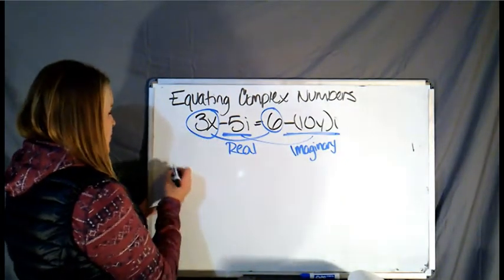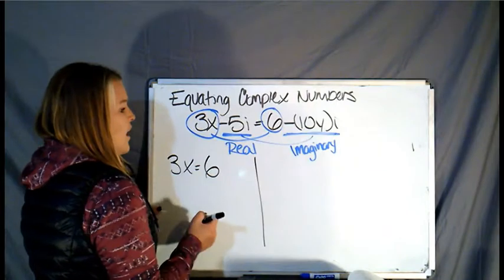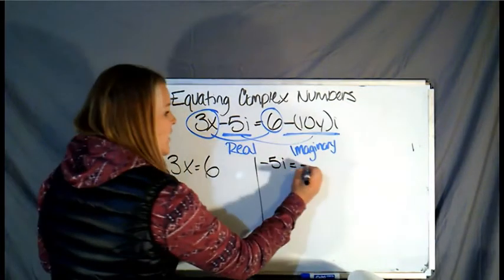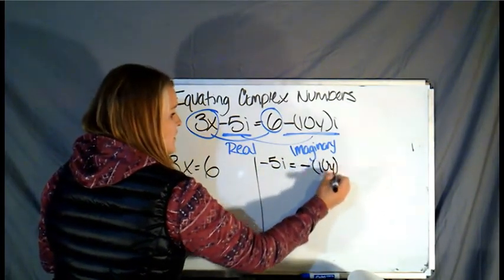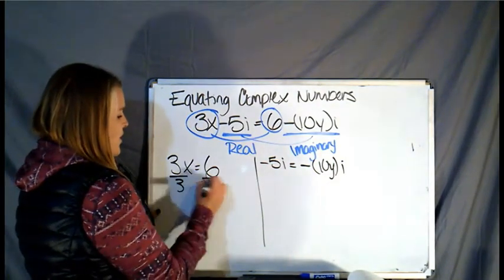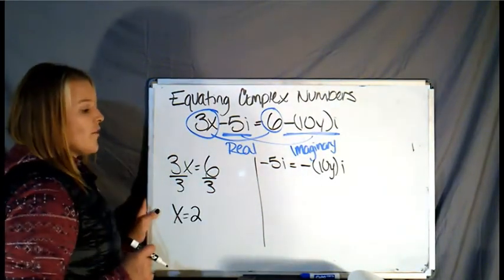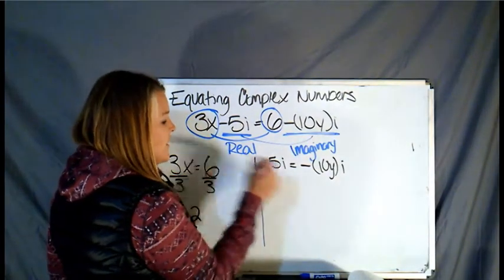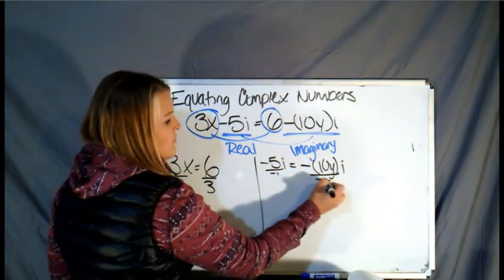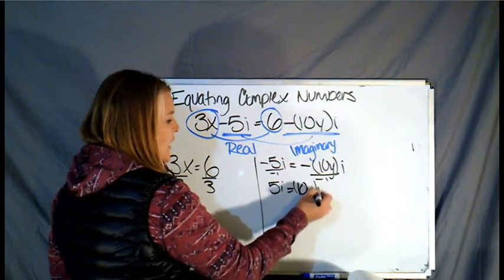One equation using my real numbers, and another equation using my imaginary numbers. So I'm going to use my real numbers first, and I'm going to have 3x is equal to 6. And then over here, I'm going to have my other equation being -5i is equal to -10y times i. Let's solve for x first. Dividing each side by 3, I know that x will equal 2. Then look over here at the y side. Well, we have -5i equals -10yi. I'm going to divide by a negative 1, leaving me with 5i is equal to 10y times i.